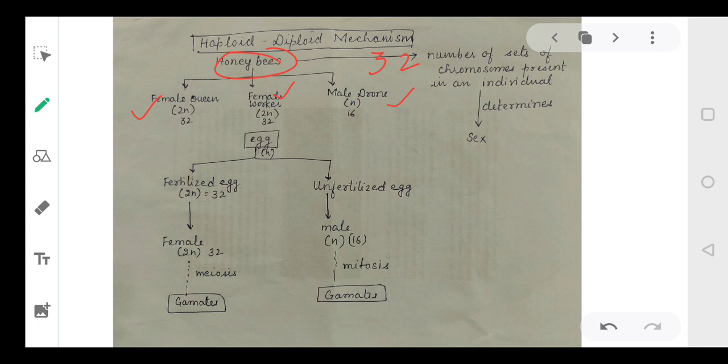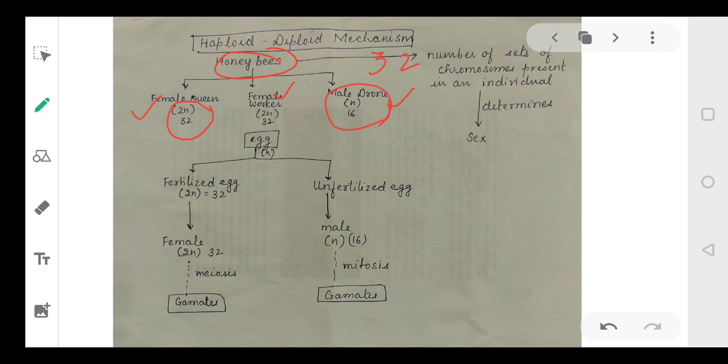जो female queen है उसमें 32 chromosomes होते हैं, means it is diploid. The workers are also diploid. They also have 32 chromosomes. But it is male which is haploid. जो male है, drone है, वो haploid है. It only has 16 chromosomes.